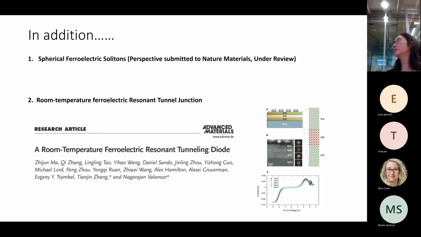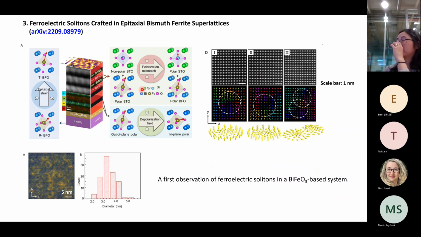This one shows that at room temperature, these ferroelectric heterostructures can show negative differential resistance, which is due to this resonant tunneling. Okay, and Tiklan also asked if we can find that in other materials.